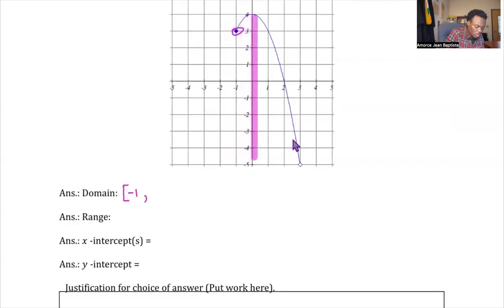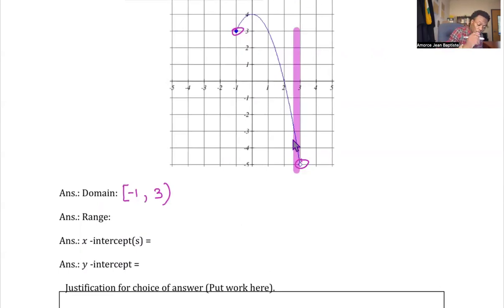Let me keep moving from -1. As long as I'm on the blue line somewhere, then I'm good. I can keep moving, I can keep moving, I can keep moving. Boom, no more blue. And the value at which I stop is +3. But because it's an open circle at 3, I'm going to keep a parenthesis on this value.